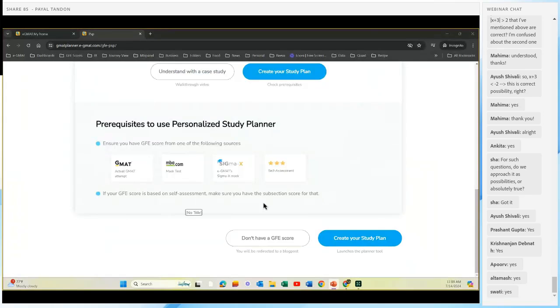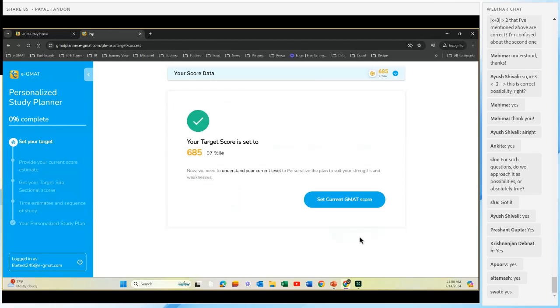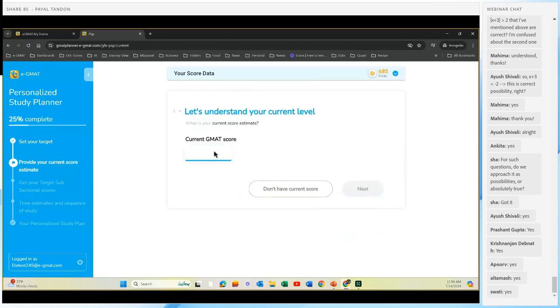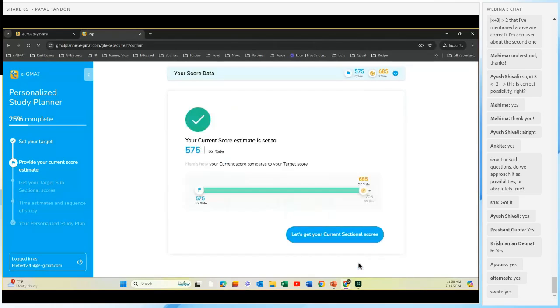I need to have a target score. Let's set a target score of 685. We'll be a little bit modest here, 97th percentile. Now you need to have your current baseline. I'm going to take 575, and again, it can be an actual GMAT attempt or an MBA.com test or Sigma X mock. I'm going to select Sigma X mock.